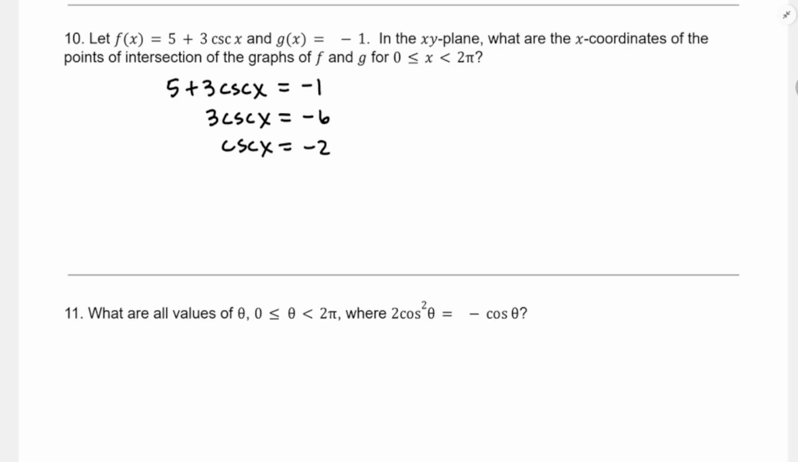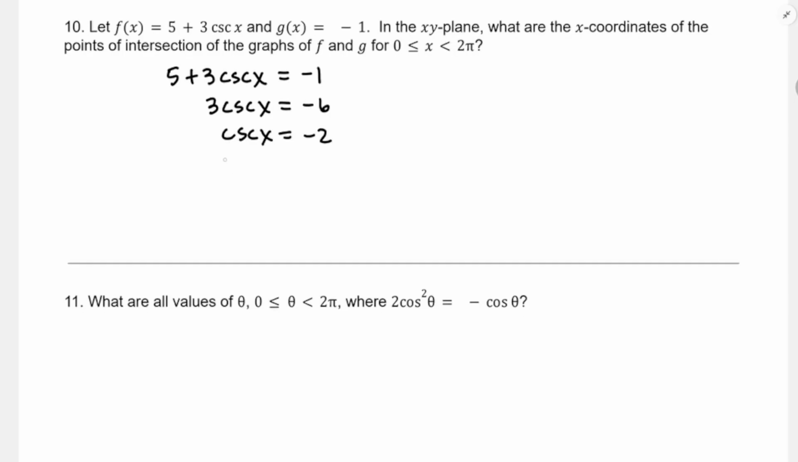Negative 6 divided by 3 would be negative 2. I'm not really an expert on cosecant, so I'm going to write that in terms of sine. Cosecant is 1 over sine, so if cosecant is negative 2, sine of x will be negative 1/2.